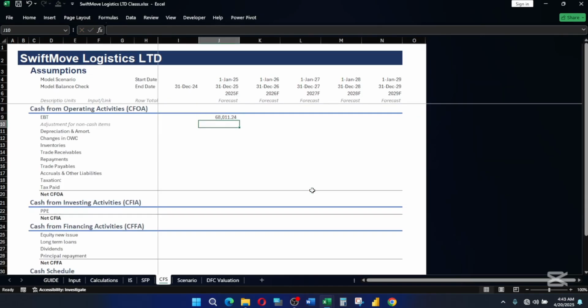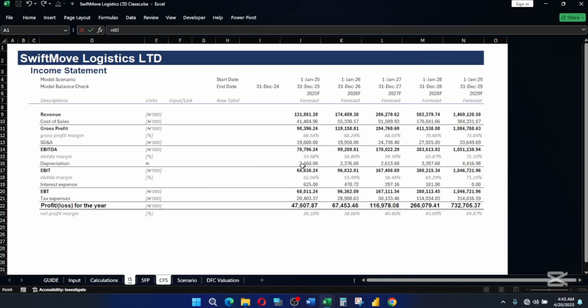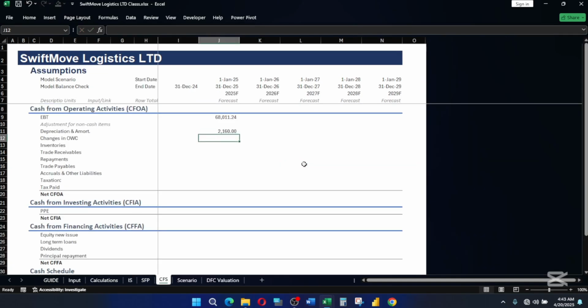Now, our adjustment for non-cash items, which is depreciation. You go to your income statement again. We have our depreciation. So what are we doing here? In this case, we are adding back depreciation. We are adding it back, right?